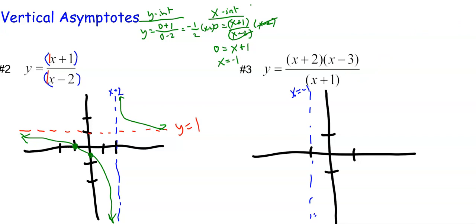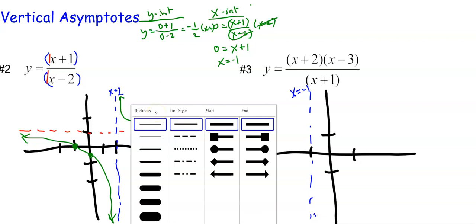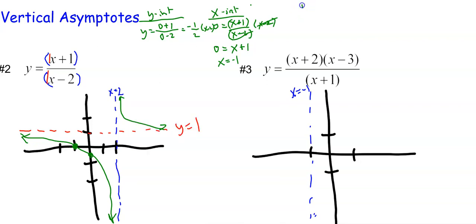So let me get a different color here. To find the y-intercept, you're going to plug in x is 0, right? So y equals 2 times (0 plus 2), times (0 minus 3, which is -3), and then 0 plus 1 is 1, so that'd be -6.